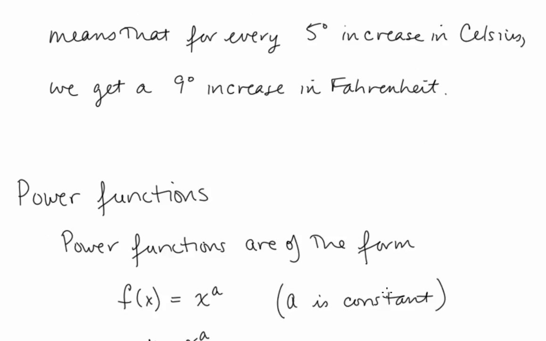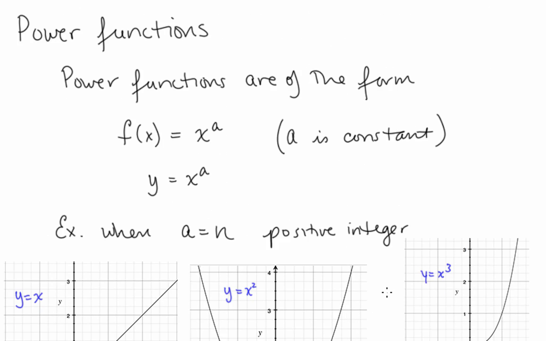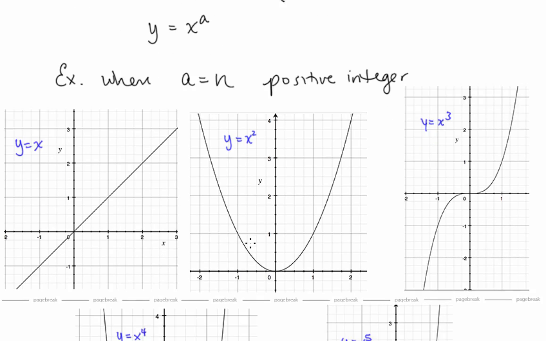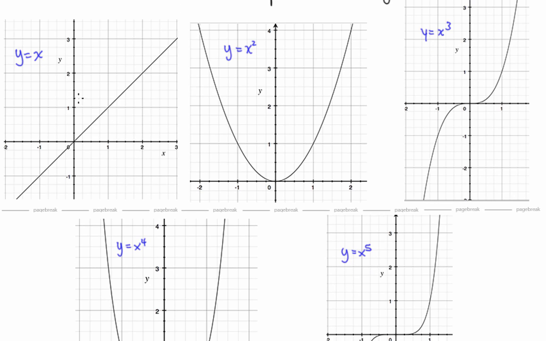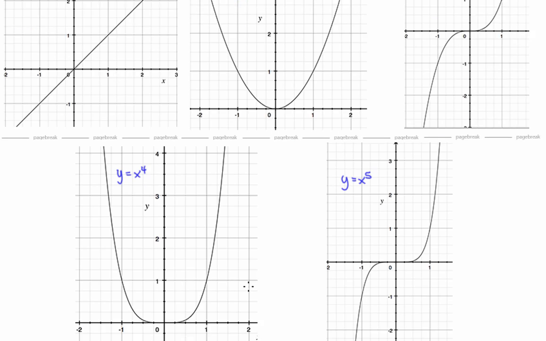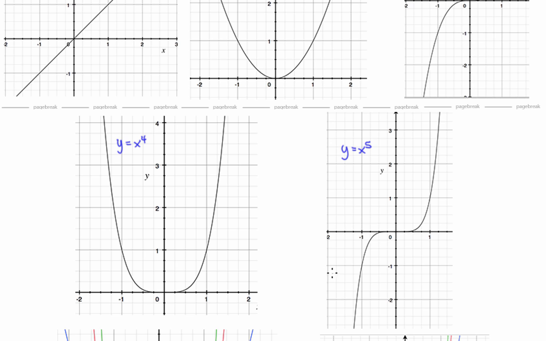Now let's take a look at power functions. Power functions are of the form f of x equals x to the a power, where a is a constant. We could also write this as y equals x to the a. Now, when a is n, a positive integer, we have these functions, for example, y equals x squared, y equals x to the third, y equals x to the fourth, y equals x to the fifth, and so on.